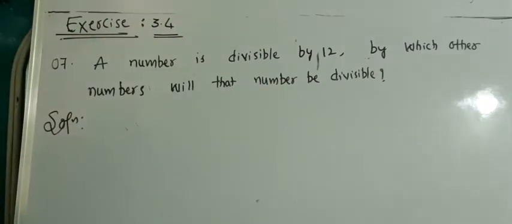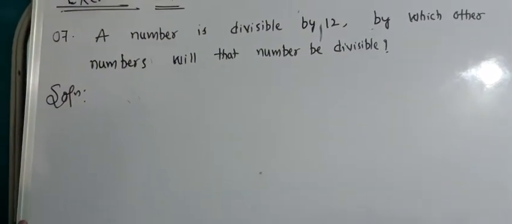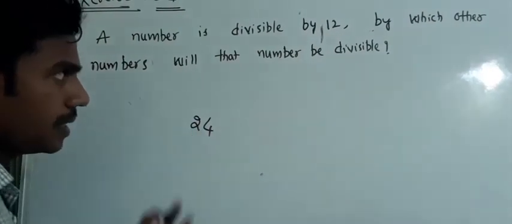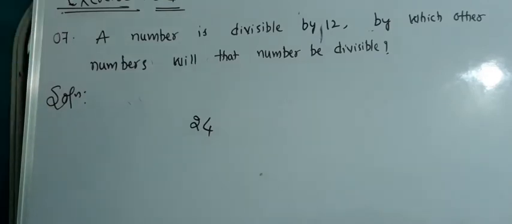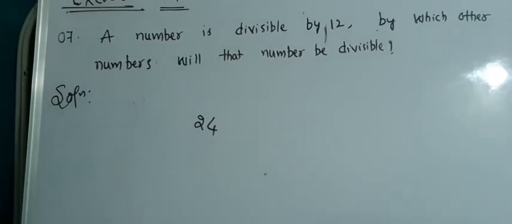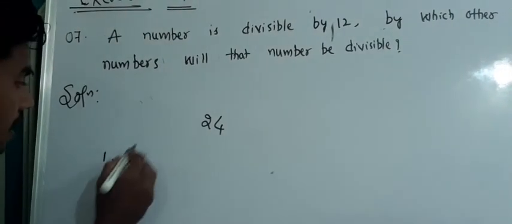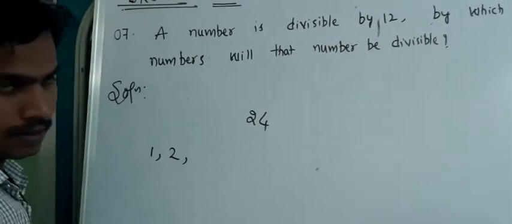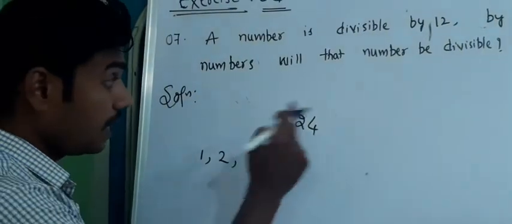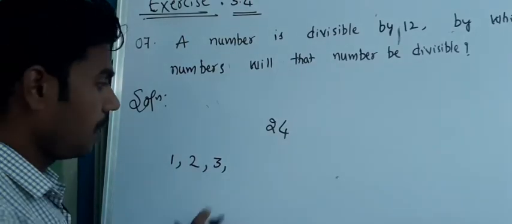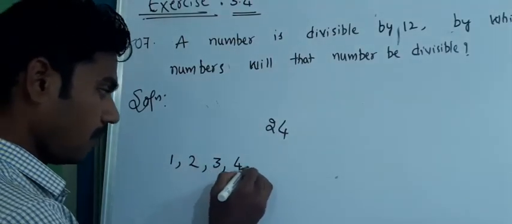Okay. 7th question. A number is divisible by 12. By which other numbers will that number be divisible? See, I will consider one number which is divisible by 12. 24 is a number which is divisible by 12. So, we'll check by which numbers that number is divisible. Is it divisible by 1? Is it divisible by 2? Yes, because it is ending with 4. Is it divisible by 3? Yes, because 2 plus 4 is 6. Is it divisible by 4? Yes, it is divisible by 4.